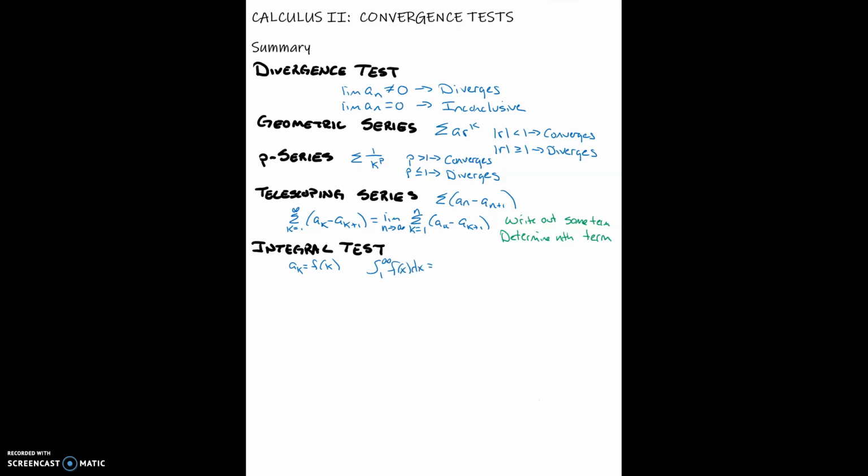Remember, integrating from 1 to infinity, we'll need to rewrite as a limit, and then simply integrate. If that integral converges, our series converges. If the integral diverges, then of course the series diverges. If the integral test isn't easy to do, some of these aren't going to be easy to integrate, the next thing I try is the root test.